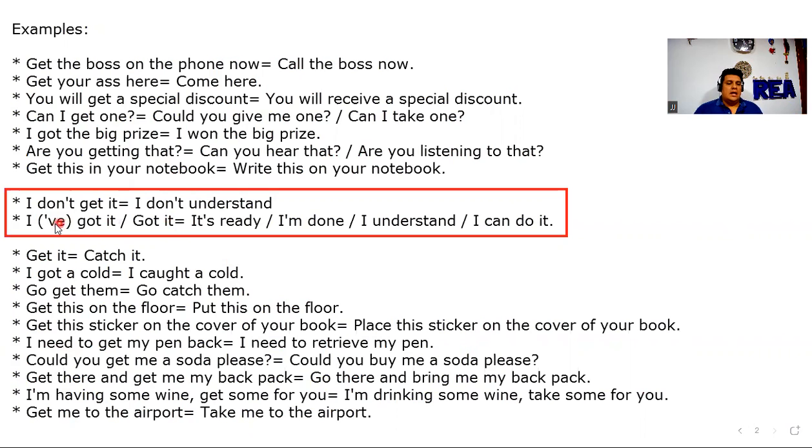Okay. I got it. This is something that I teach all the time to my students. Whether you write "I've got it" with the apostrophe VE, which is the contraction for "have," which is British writing actually, or you just write it without the "ve," of course, it's the same. Nowadays in American English, we say "got it."